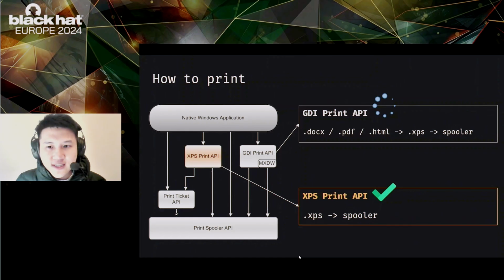In the previous session on the attack surface, we talked about printing a document using the Word application, which relies on the GDI print API. This method requires converting other formats to XPS before printing, which is slow and doesn't allow for precise control over the XPS content. So we prefer to use the XPS print API to directly send the XPS file to the Spooler service.